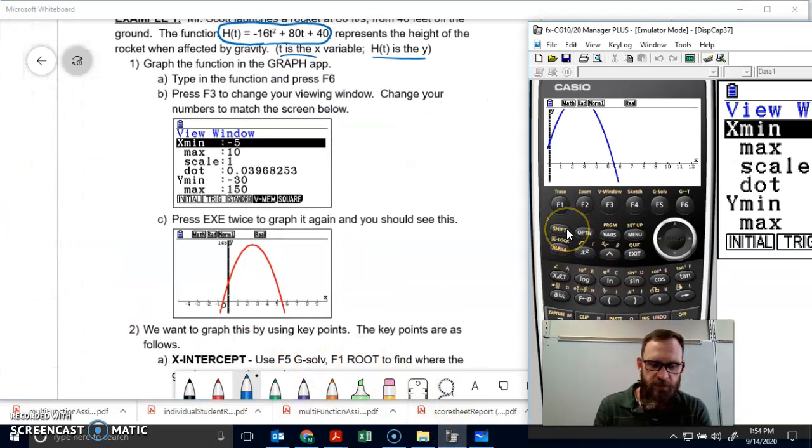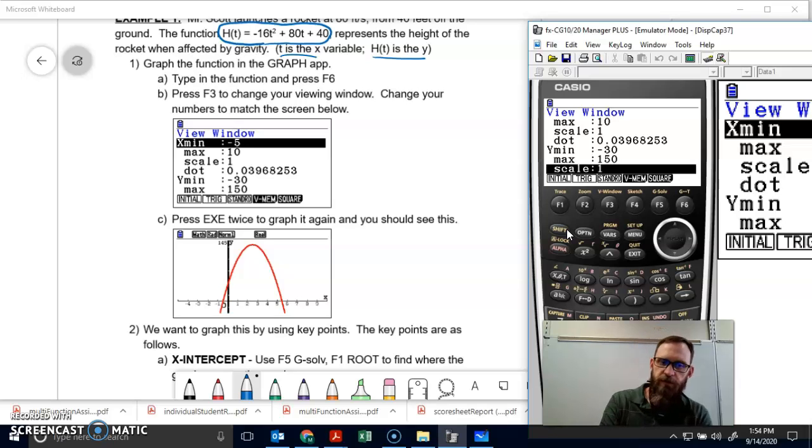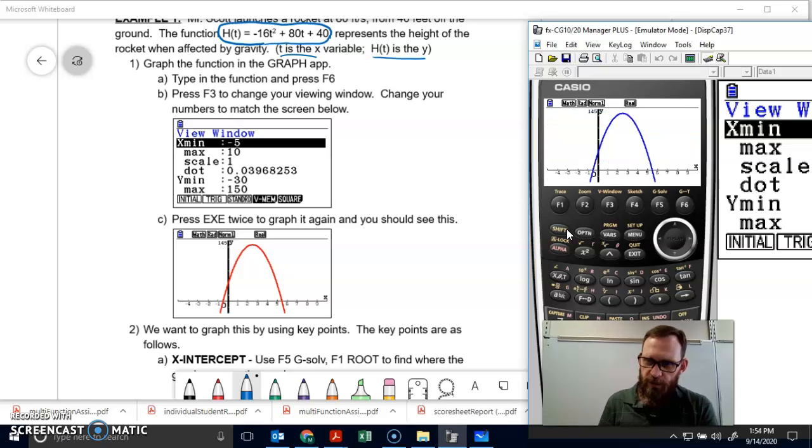It doesn't have to be exactly this, but I'm going to go from -5 to 10 on the x scale and -30 to 150 on the y scale. So if you're entering those in, pause this, get those entered in, and then continue on. And when I graph this, I can see the whole function. I can see the top, the vertex, all that. So I'm looking for points here, and those points are crucial points in this function.